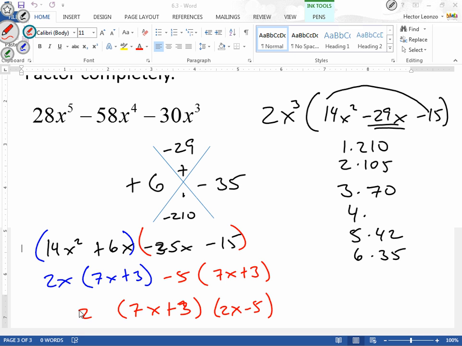However, don't forget the number you factored out at the beginning. Remember, outside of the parentheses, we have 2x to the third. Make sure you don't forget about that. All right, so that's how we do this. Good luck with 6.3.